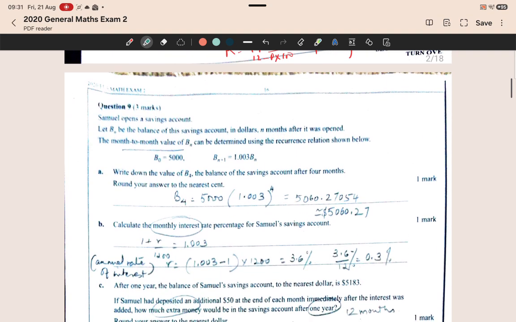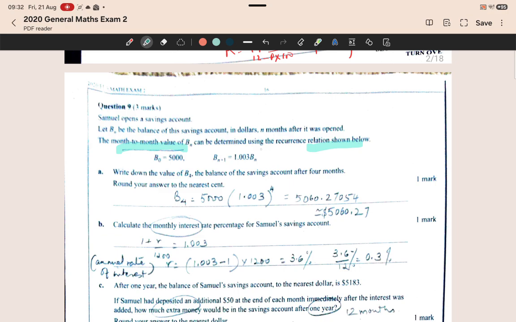Question 9. He opens a savings account, and the month-to-month balance, B_n, can be determined by the relation given here, a recurrence rule. Now, B_0 is the initial value that he deposited. B_(n+1) is equal to 1.003 B_n. Write down the value of B_4, the balance of the savings account after 4 months. So this is a compound interest question, one that increases month to month.